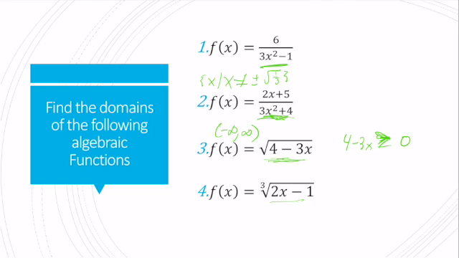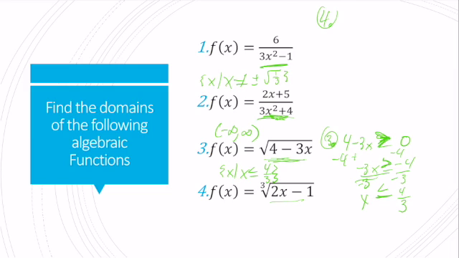Okay, this is going to be my domain. I'm going to subtract 4 from both sides. That gives me negative 3x is greater than or equal to negative 4. I divide both sides by negative 3. When I divide an inequality by a negative, I have to flip the sign. That gives me x is less than or equal to 4/3. So my domain is going to be x as long as x is less than or equal to 4/3.